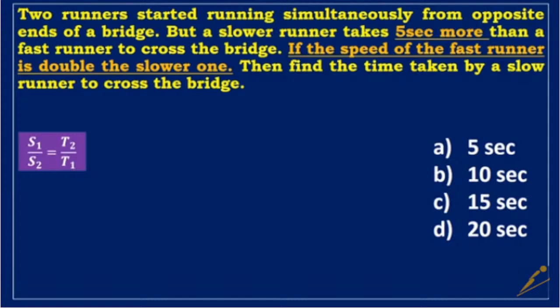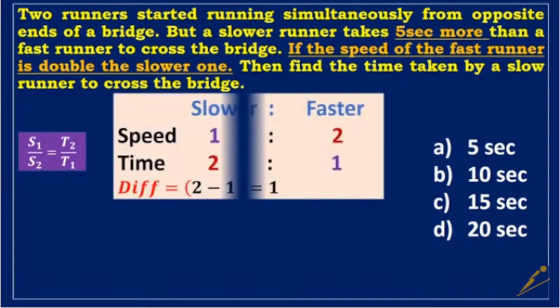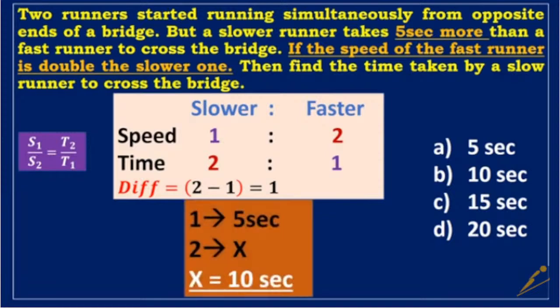According to the problem, the speed of the fast runner is double of the slower one. So, the slower runner's speed to the faster runner's speed ratio is 1 to 2. However, speed is inversely proportional to time. Then the time taken by the slower to faster ratio is 2 to 1. That is, the time difference between the runners is 1 representing 5 seconds. Then, the time taken by the slow runner, 2, is 10 seconds.